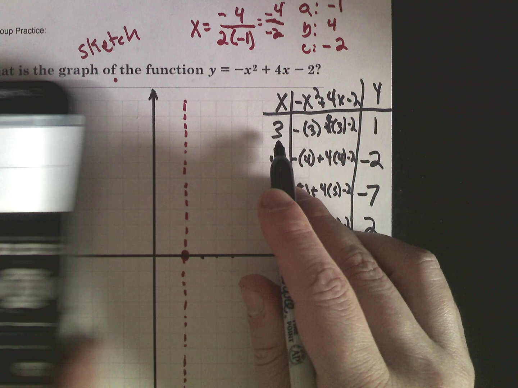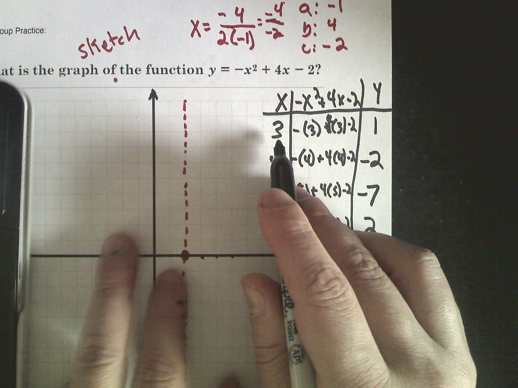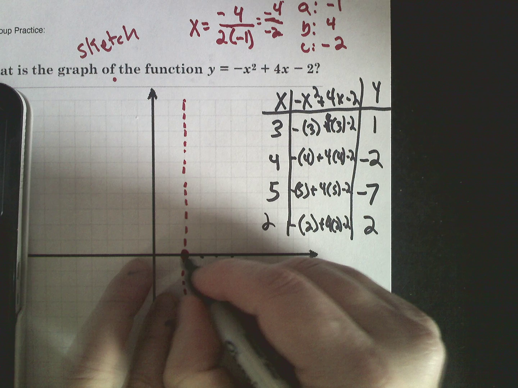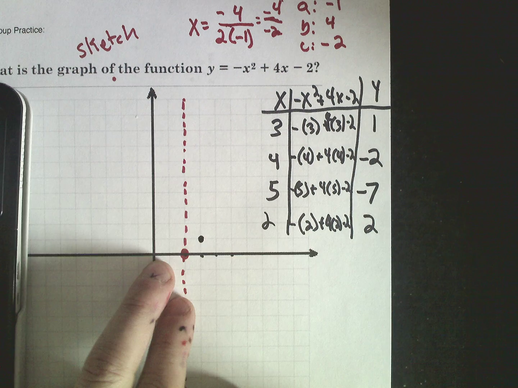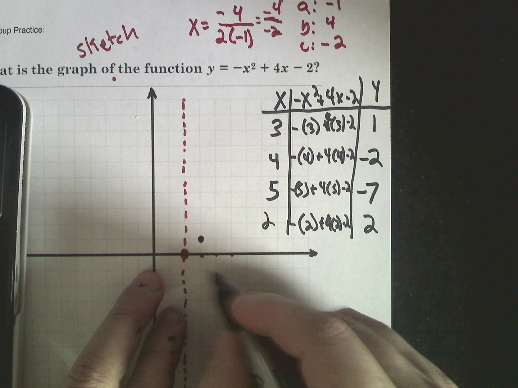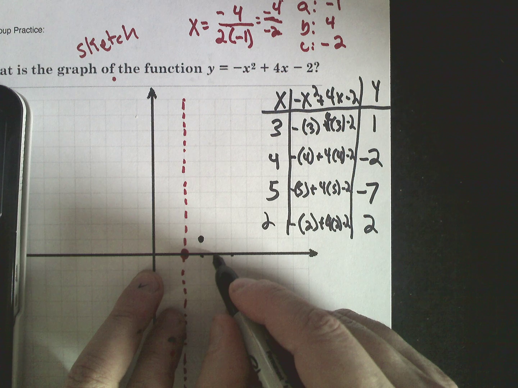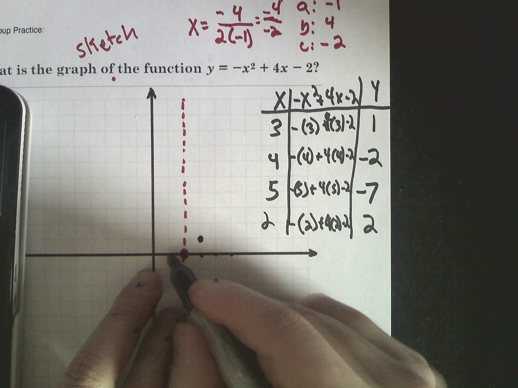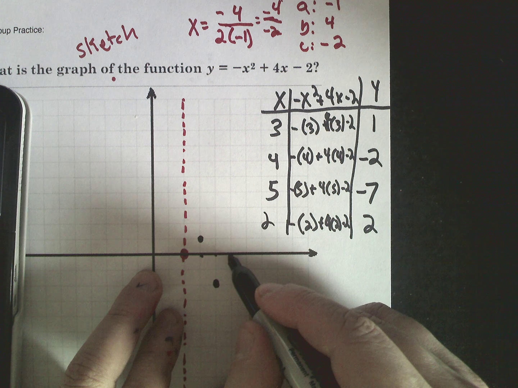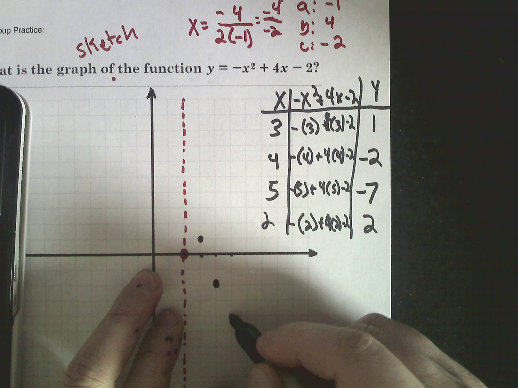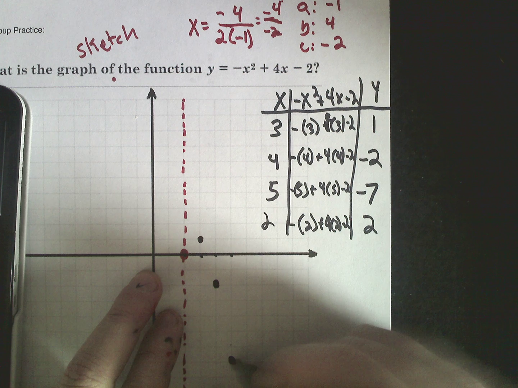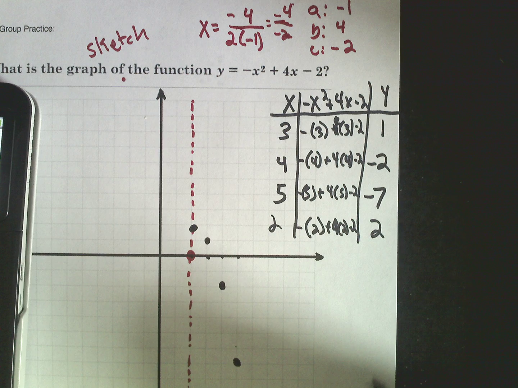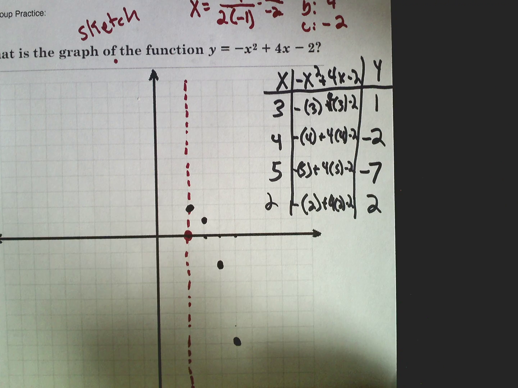Now, over here, I just got to start adding in numbers. So I got 3, comma, 1. That's right here. I got 4, 1, 2, 3, 4. Negative 2. That means I go down 2. Then I have 5, 1, 2, 3, 4, 5. Negative 7. 1, 2, 3, 4, 5, 6, 7. Then finally, 2, comma 2 is right here. You can almost see what this quadratic is going to look like.